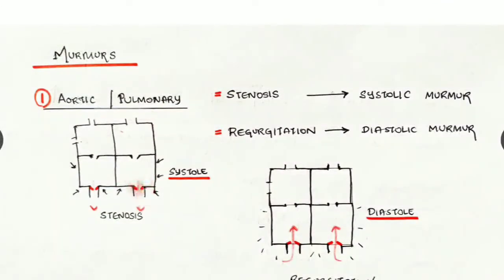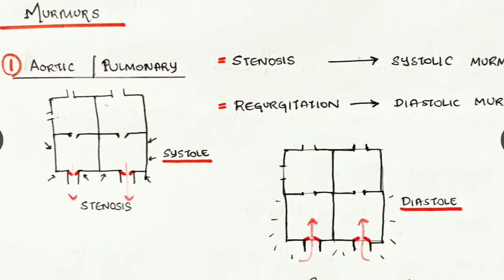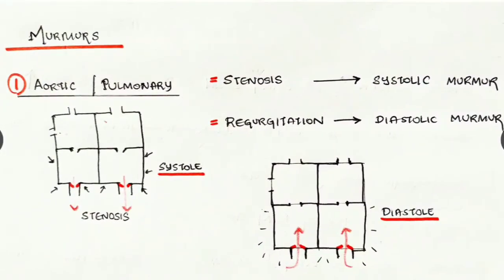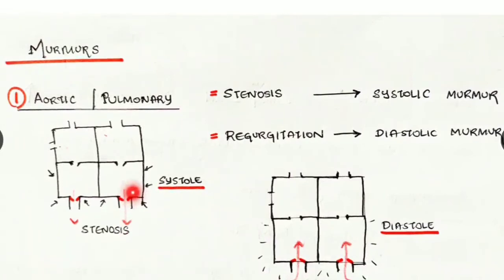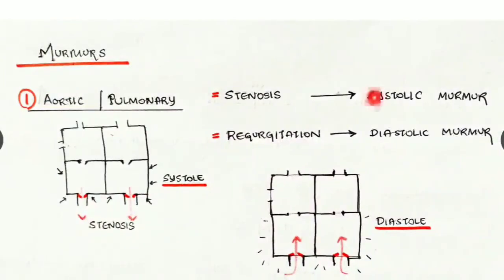In the aortic valve and the pulmonary valve, during systole, if there is stenosis, then there is reduced blood flow away from the ventricles. So during systole, if there is stenosis, we can hear the murmur. But what about the regurgitation? During systole, the regurgitation has got no role. Even if there is regurgitation, we cannot identify this regurgitation during the systole. So in aortic or pulmonary stenosis, it causes this systolic murmur.